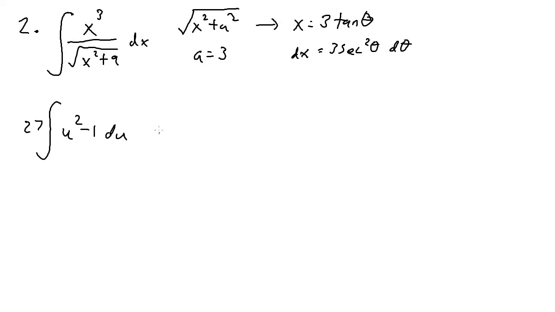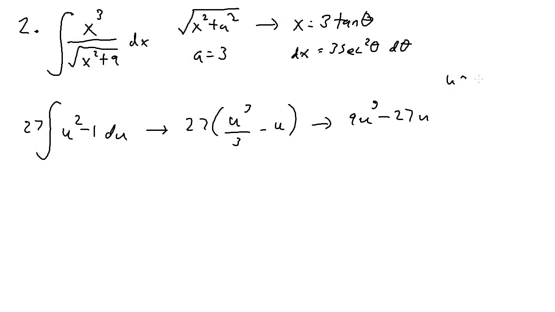And so when I evaluate, the integral of u squared is just u cubed over 3. And the integral of negative 1 is negative u. And then when I go ahead and multiply, we'll get 27 u cubed over 3, which is 9u cubed, minus 27u. And so once again, we said our u is equal to secant of theta, so I can go ahead and substitute that back in. So we get 9 secant of theta cubed minus 27 secant of theta.